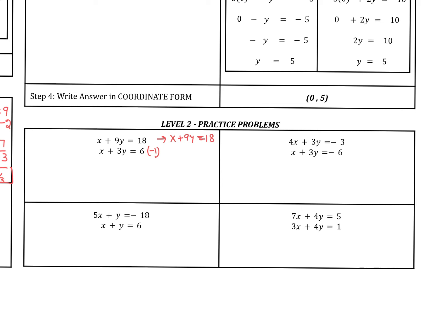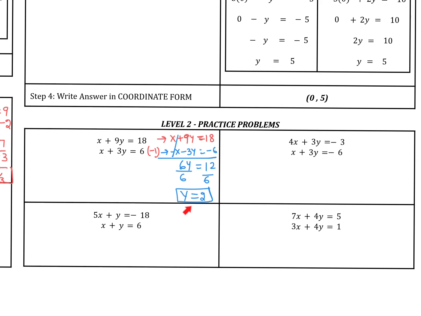and the bottom equation is negative x, negative 3y, and negative 6. When you add these together, x and negative x cancel. 6y equals 18 minus 6 is 12. You're going to solve for y, so you're going to divide by 6 on both sides. Y equals 2.